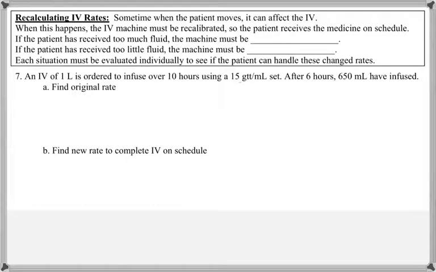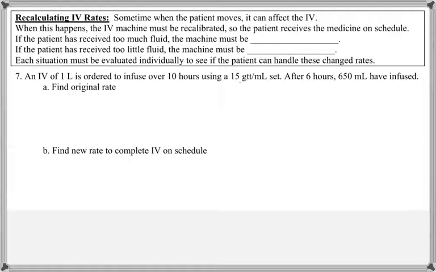The next part of the chapter is on recalculating IV rates. So sometimes when the patient moves, it can affect the IV, and when this happens, the IV machine must be recalibrated so that the patient receives the medicine on schedule.